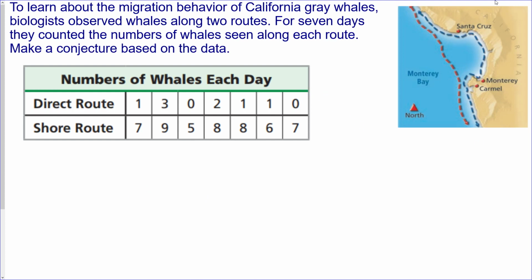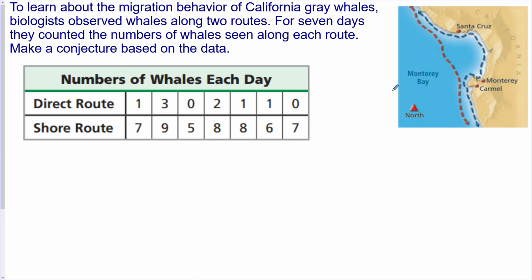Alright, this one is dealing with the picture, and it gives a nice set of data points, and we're talking about whales. So we're learning about migration behavior of California gray whales. Biologists observed that whales go along 2 routes. For 7 days, they counted the number of whales seen along each route. Make a conjecture based on the data.